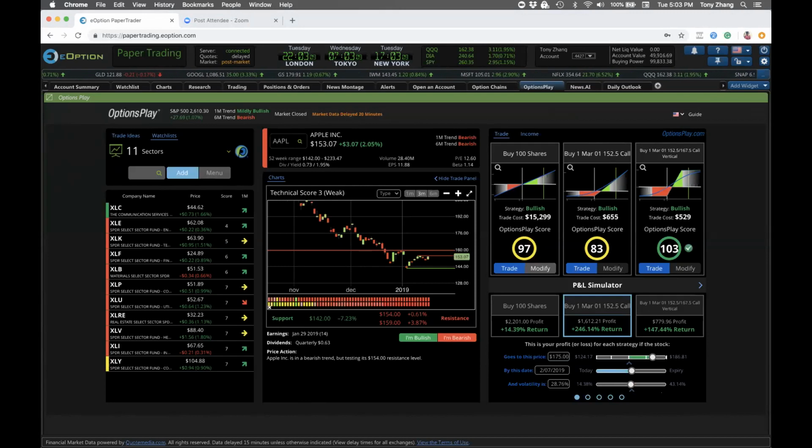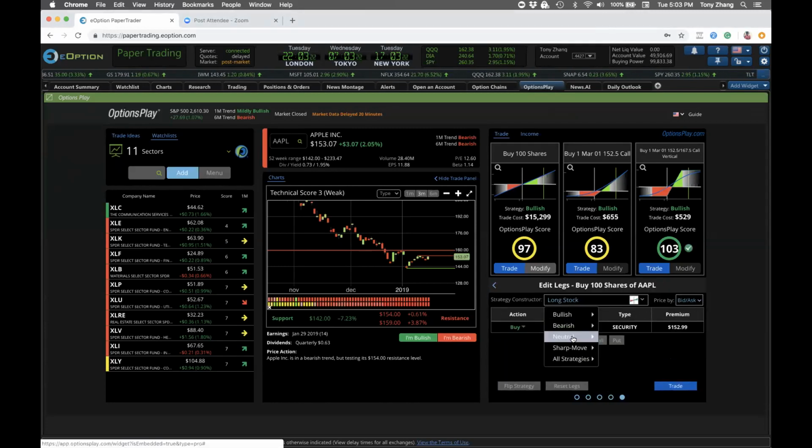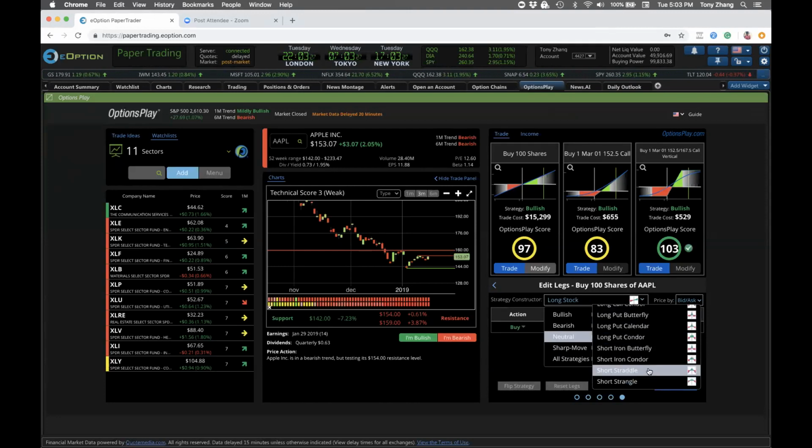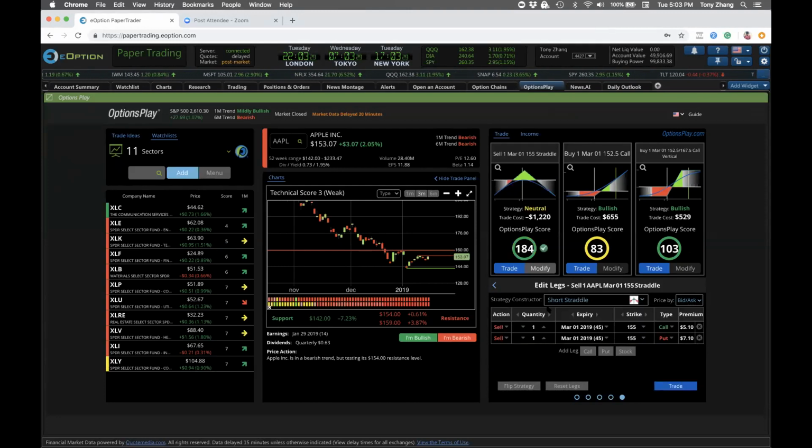Michael's saying, can you show what the straddle can do or strangle? Sure. So let's say instead of looking at buying or selling the stock here, let's say we decided to sell the strangle on Apple. This is a very, very advanced trading strategy, because this effectively requires you to have a high amount of margin, and it puts you at unlimited risk.